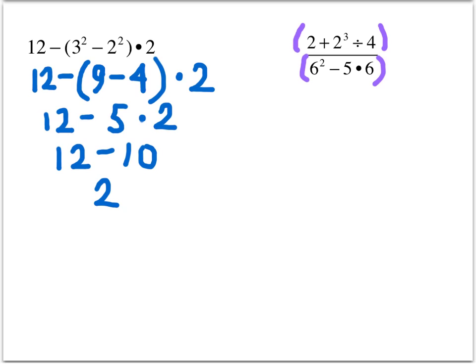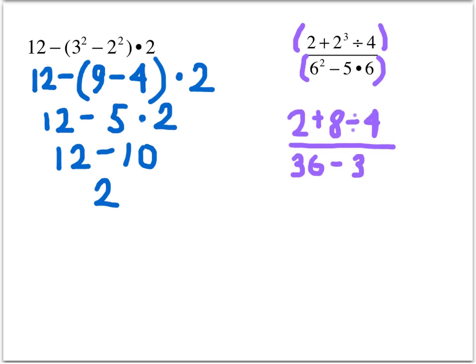Notice I have 2 to the third. That's not 6. It does mean 2 times 2 times 2, which is 8. So I'm going to write that down. I have 8 divided by 4, 2 plus that on top. On the bottom then, here's one of those exponents again, 36 minus, now I can go ahead and multiply those right away as well, and 5 times 6 is 30.